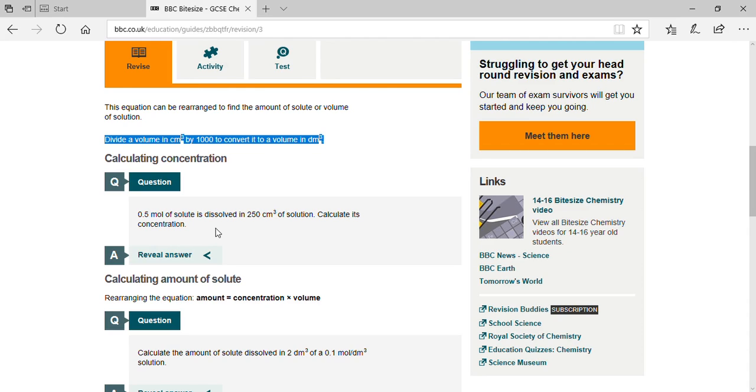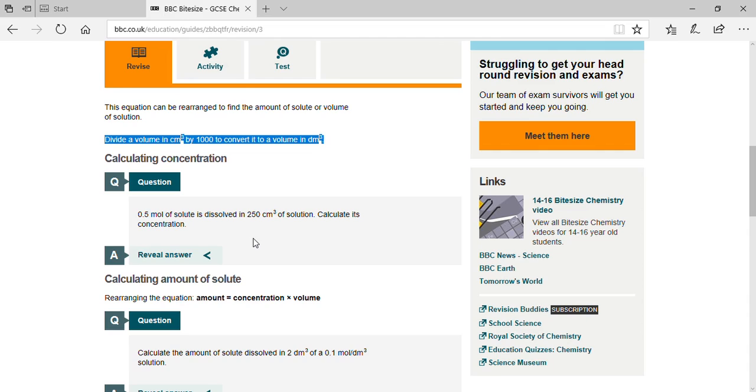I also explained the fundamental formula: concentration equals moles of solute divided by volume of solution. So C equals M by V. Regarding that, I explained in your previous class that you form three formulas. Fundamentally, concentration equals moles of solute upon volume of solution. Next, if you want to calculate the number of moles and concentration and volume are given, then moles of solute equals concentration multiplied by volume of solution.